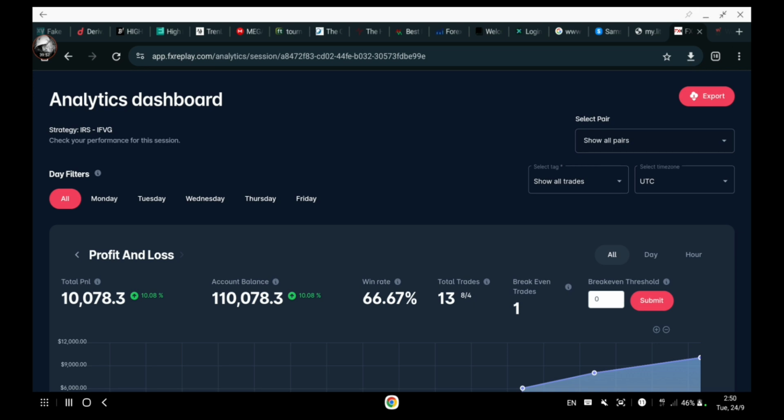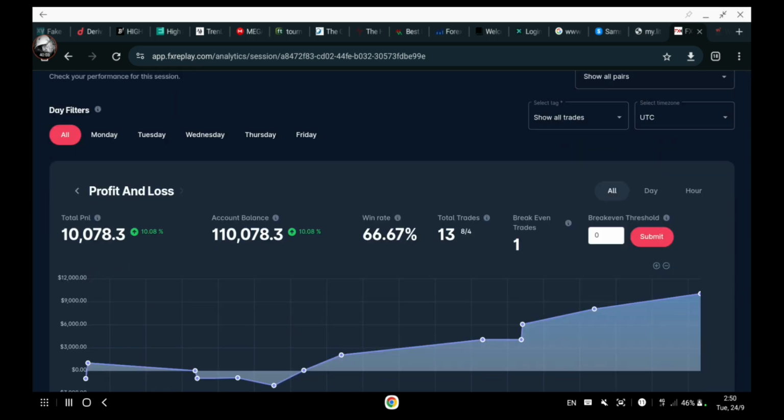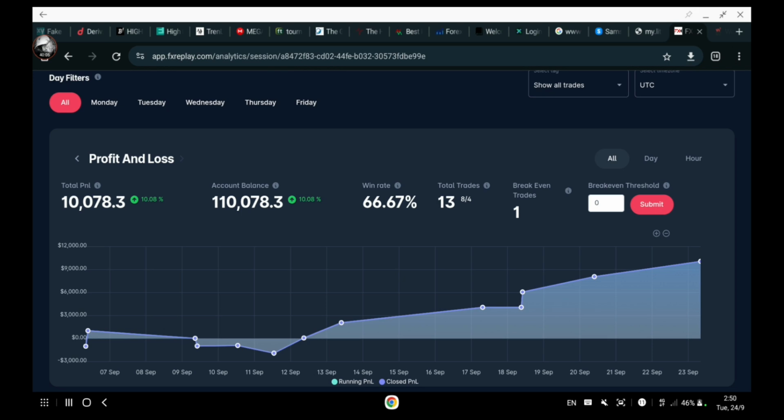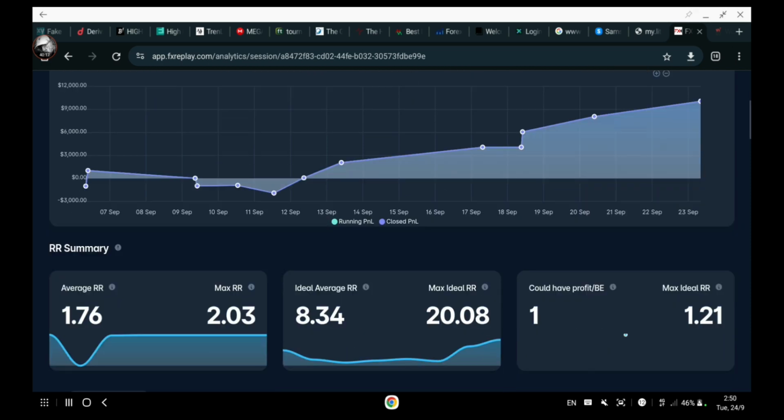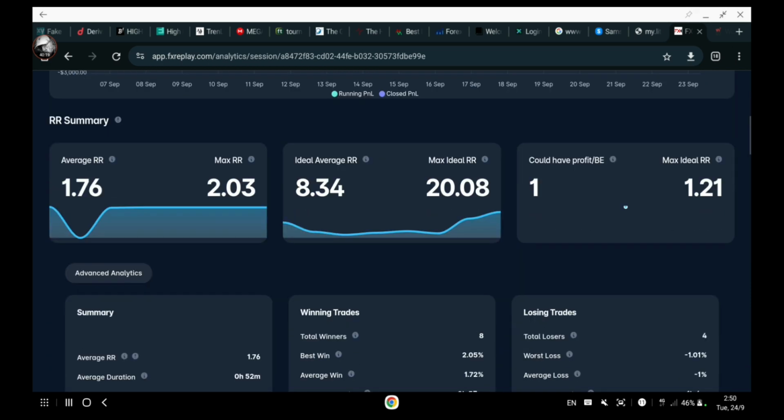You can clearly see we have a 66.67, but that first trade which we missed, if you remember, if we had taken it, we would be up 70% on the win rate with an account balance of 110,000 in just 1 month, guys. This is a powerful strategy, and it's simple, very mechanical, easy to execute.